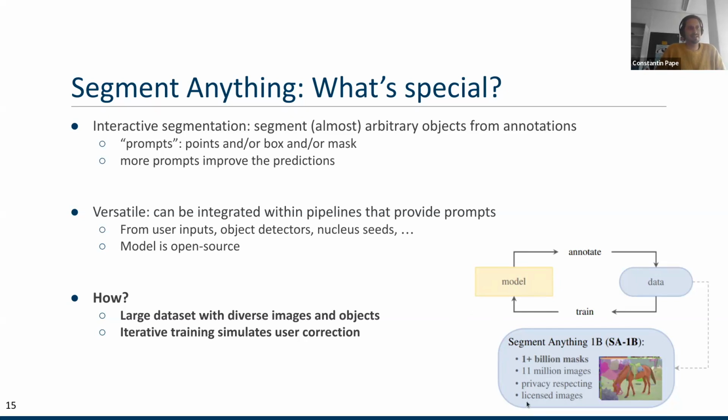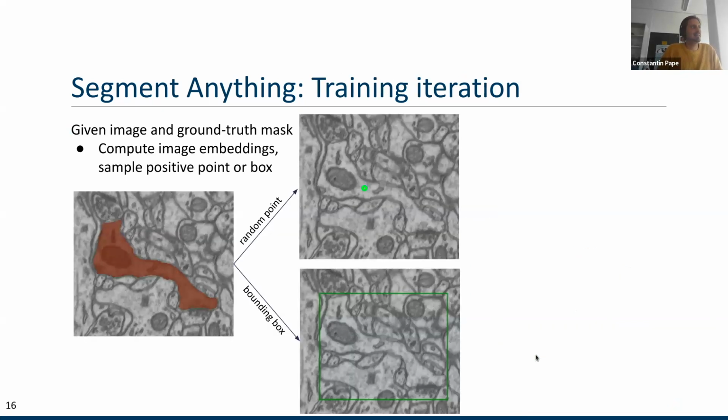Having this data set, which is much bigger than any previous segmentation data set, really is at the core of Segment Anything's performance. And then the other thing is the training loop, where the idea is that this basically simulates how a human would interactively annotate an image. And because we deal with microscopy, we see this here for some EM data, but the same would be the case for a natural image.